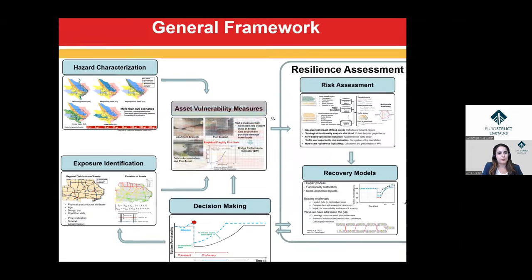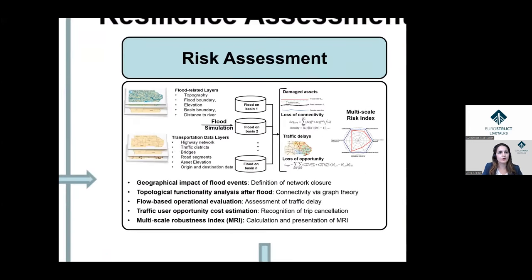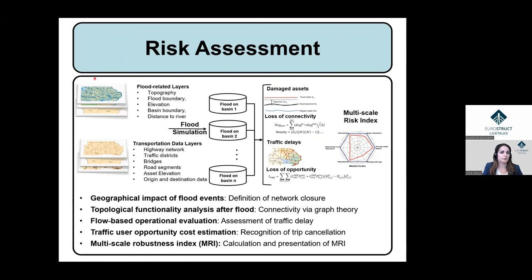So with that information, we would like now to do the first stage of our resilience assessment, which is basically assessment of the risk because of these flooding events. For that, what we have is obviously the information for our hazards, the information for our assets and their exposure. And then we conducted flood simulations, and based on that, we could measure different things, such as what would be damaged, what would be closed, what would be the loss of connectivity, what is the traffic delay associated with those closures, what are the losses of opportunity because of those closures, and so on and so forth. And each one of them is one performance measure for the network.